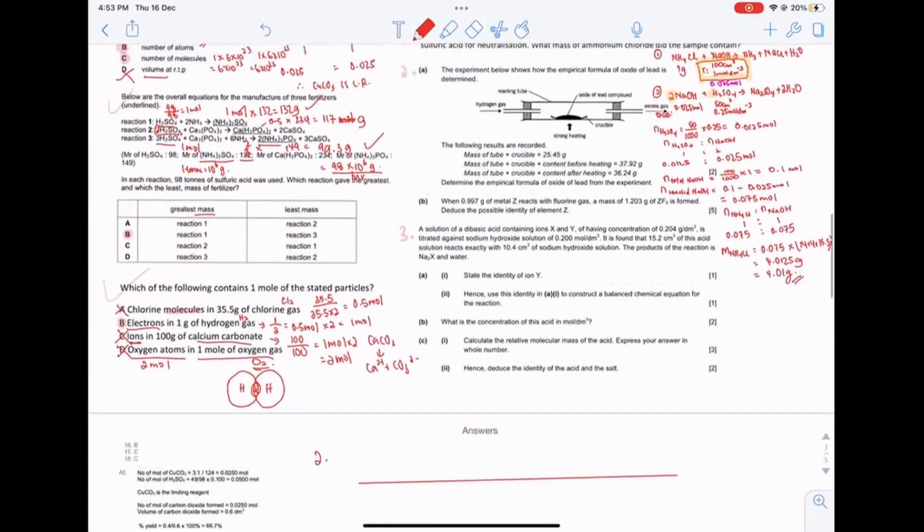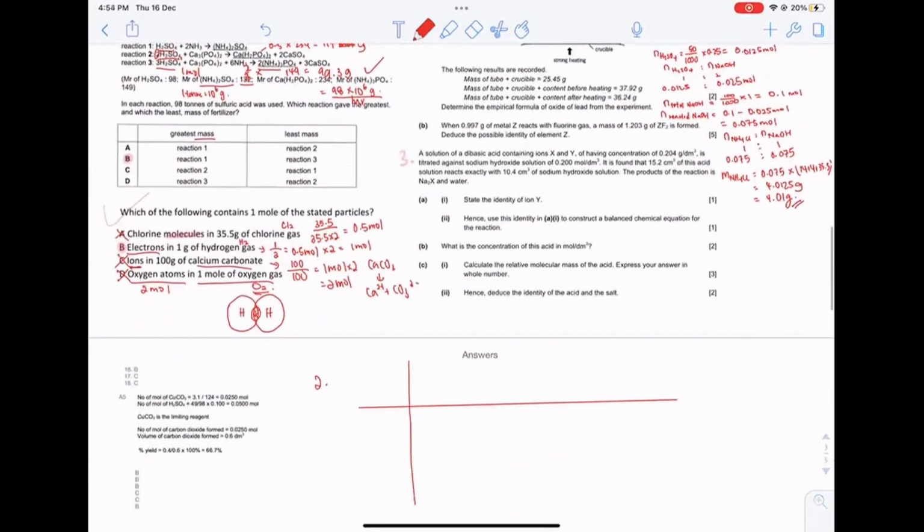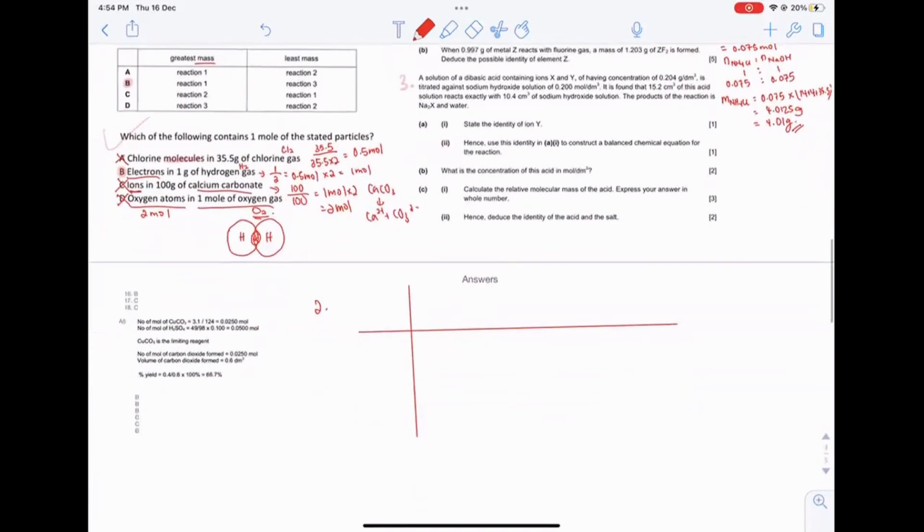So empirical formula. This one is a bit unique for empirical formula. It's a bit different from the usual because you need to do your own calculations, okay? This is how they determine the empirical formula of the oxide of lead. They gave you the results. Mass of tube plus crucible is 25.45. Tube plus crucible plus content before heating, 37.92. And tube plus crucible plus content after heating is 36.24. Let us draw the table first, because if they want us to find empirical formula, we always have to draw this table. Divide it into 3 columns.